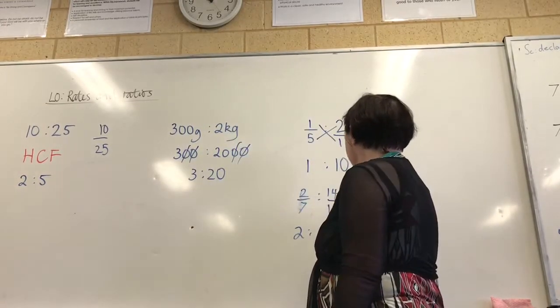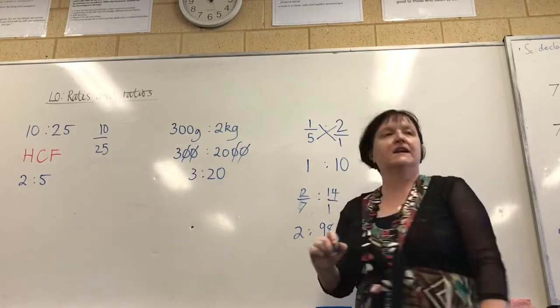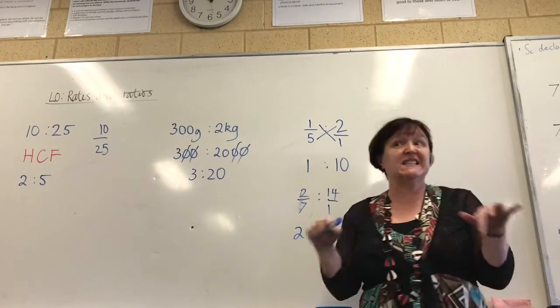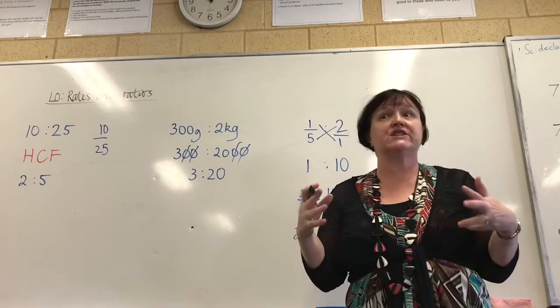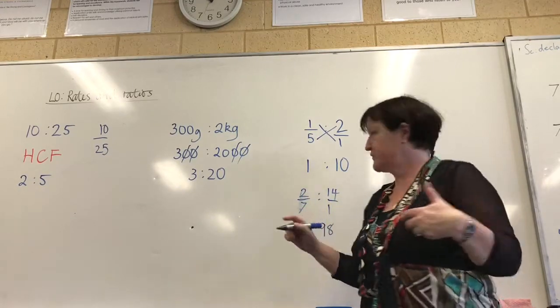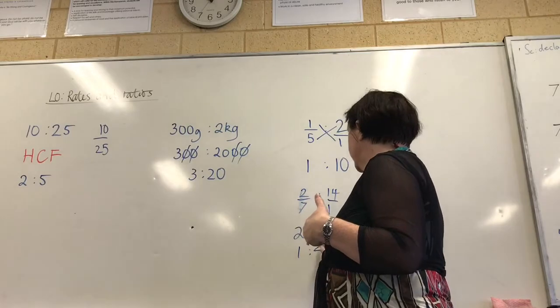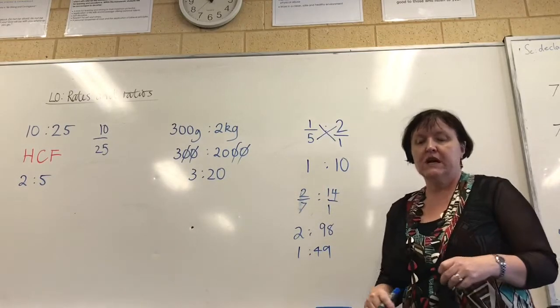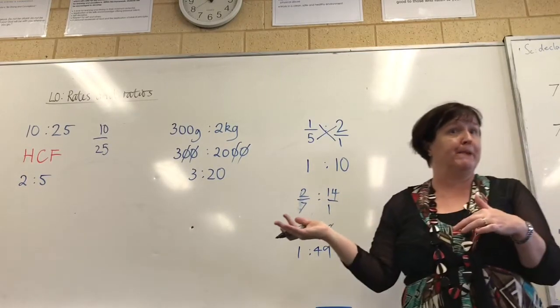98, well done. Okay, so 2 to 98 isn't in lowest terms, is it? So what do I need to do then? 1 to 49, that's right, 1 to 49. Very good. So that's a fraction to a whole number, okay?